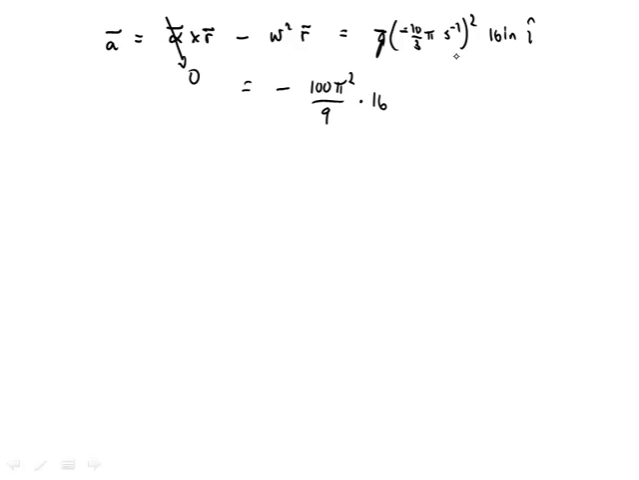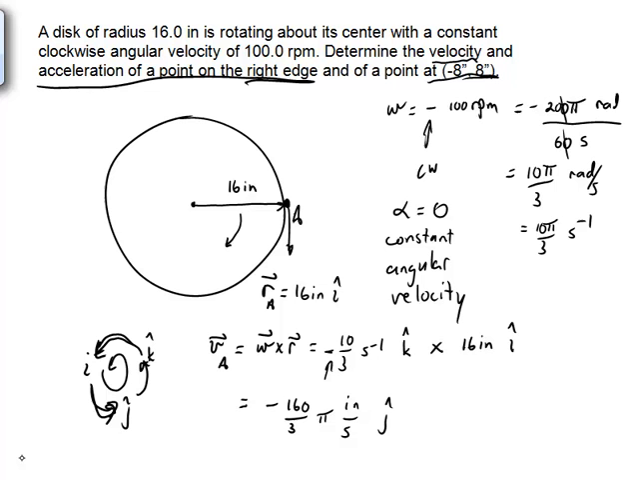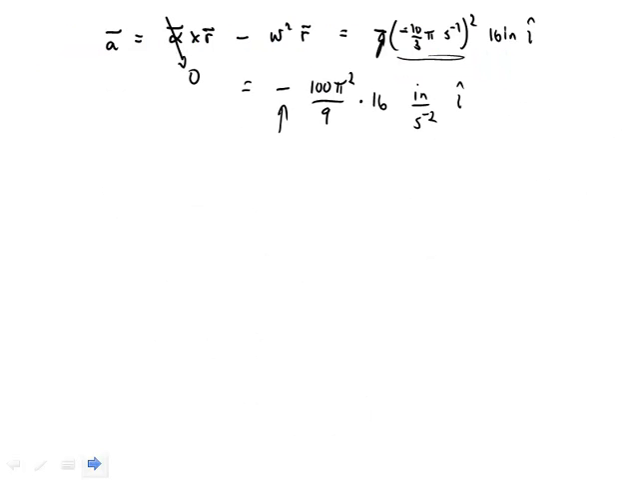There's no I or J in here at all, but I do have seconds to the minus 1, so it's inches over seconds to the minus 2, because I square seconds to the minus 1. And it's going to be in the I hat direction, negative I hat. That makes sense. The centripetal acceleration is going to be pointing in that direction, towards the center, center seeking. And so this is minus 1600 pi squared over 9 inches per second squared in the I hat direction.